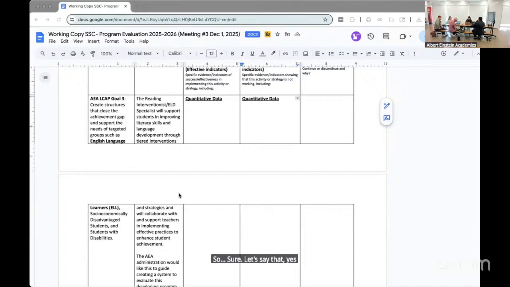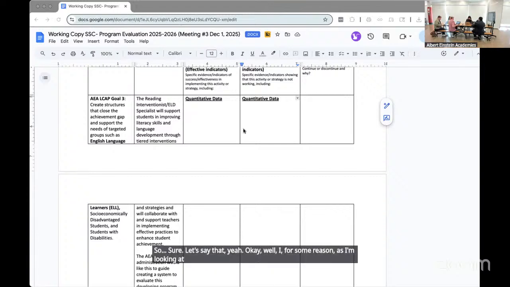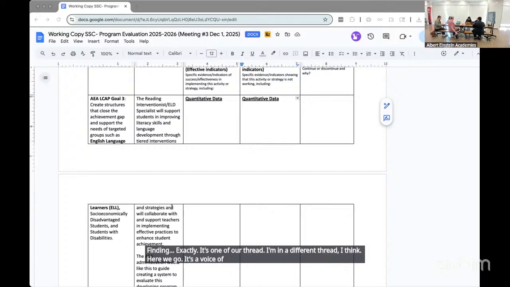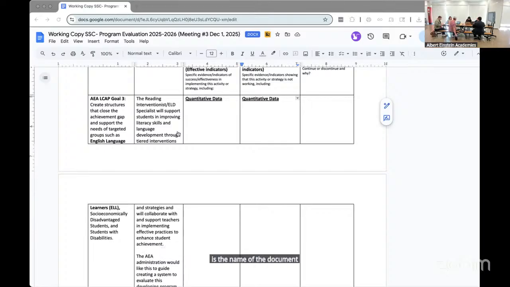Okay, well, for some reason, as I'm looking at the file that you sent to me, Lucas, I'm not finding it, because I'm in the wrong thread. I'm in a different thread, I think. Here we go. So Voice of Families Qual is the name of the document. Perfect.